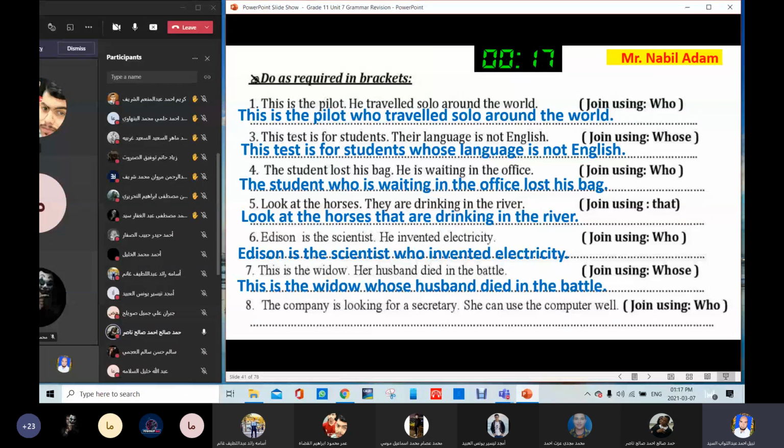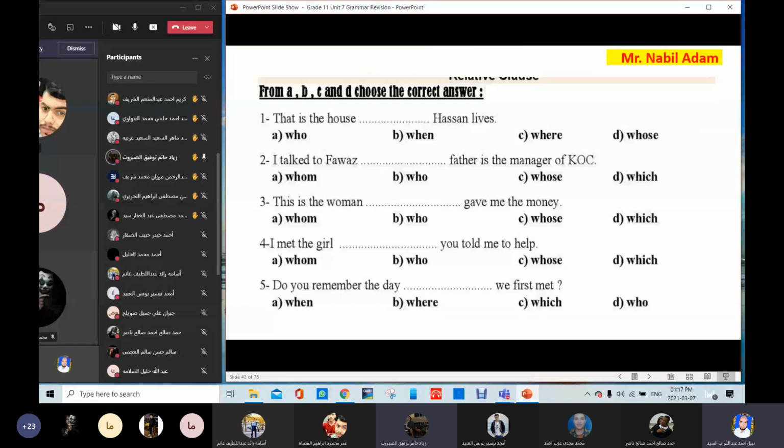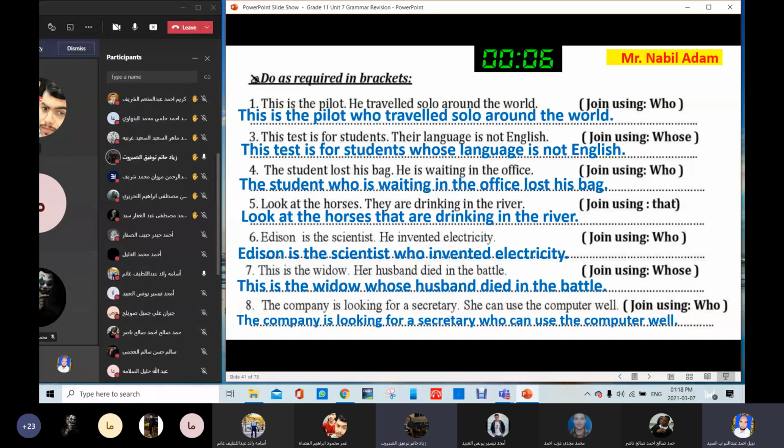Yes, Muhammad. Ziyad. Number four: the student lost his bag, he's waiting in the office. You can't say the student who lost his bag is waiting in the office.